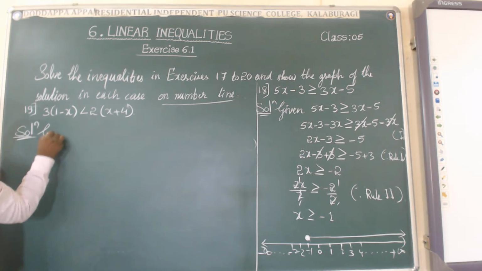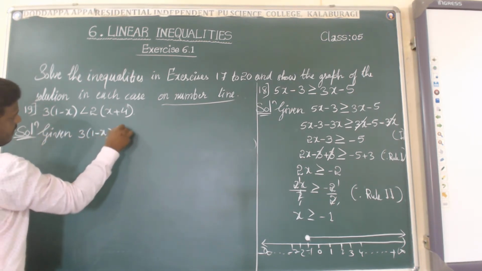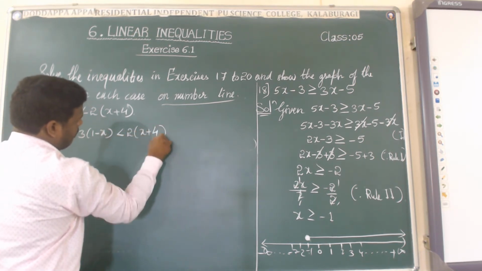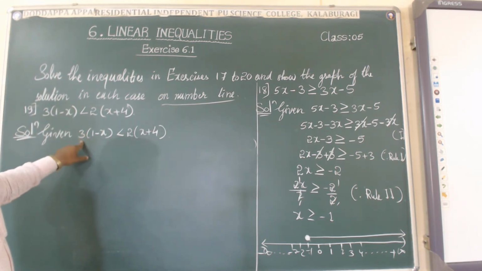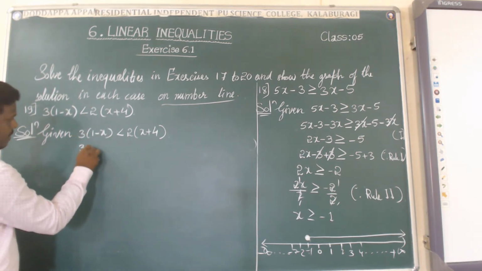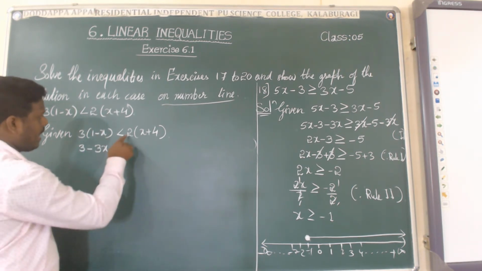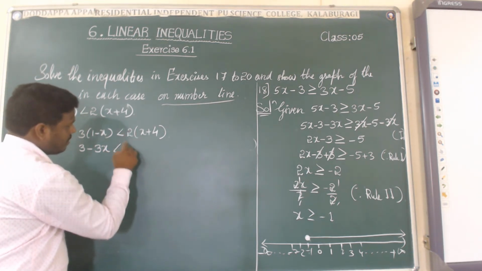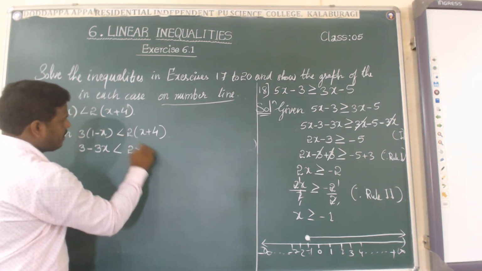First of all, I will write the given: 3 of 1 minus x is less than 2 of x plus 4. Okay, now simplify. Multiply both terms with 3 here. Plus into plus, plus 3 into 1, 3. Plus into minus, minus 3 into x, 3x. Yes, very simple, is it. And the right side you write as it is. 2 plus into plus, plus 2 into x, 2x. Plus into plus, plus 2 into 4, 8.